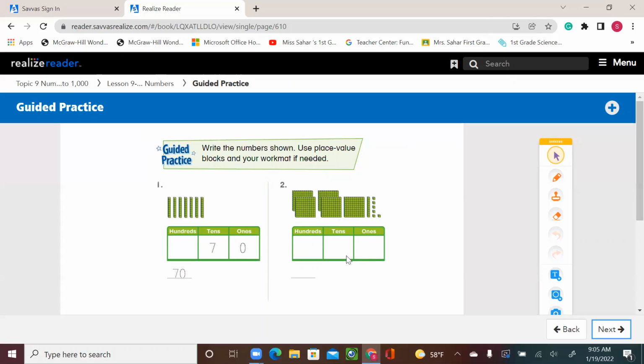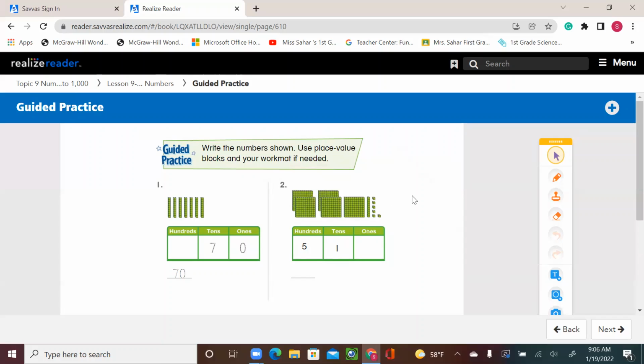I have the value chart that helped me to arrange my numbers. I know that I have hundreds, tens, and ones. Let's see if I have hundreds in my place value blocks. Yes, I do. I see flat hundreds. So let's see how many. 1, 2, 3, 4, 500. That means I'm going to write 500 and I'm going to put it under the hundreds. Very good. Now let's see how many tens we have. 1 rod of 10. That means 1 ten. I'm going to put 1 under the tens.